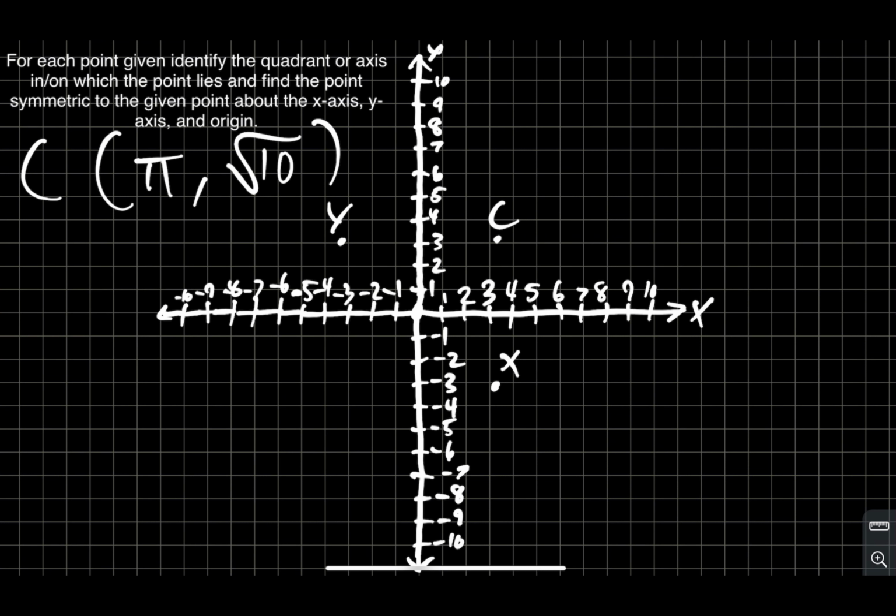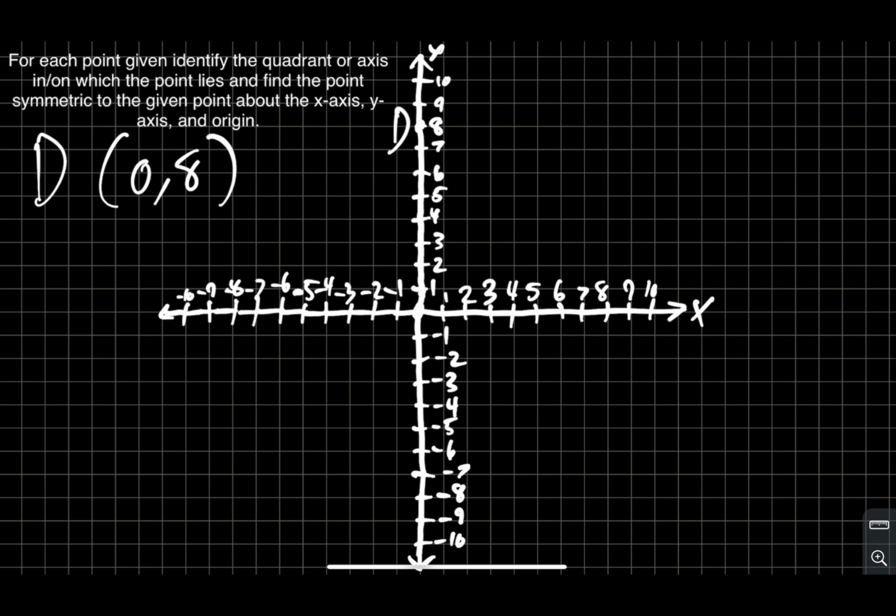Now for the point symmetric to C about the origin, we need to change both values. So for point O, which is going to be that point symmetric to C about the origin, it's going to be negative pi, comma, negative square root of 10. So your point that's symmetric to C about the origin is going to be about right here. And that's going to be point O.